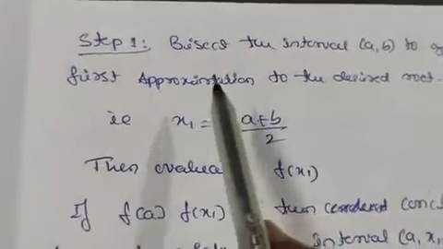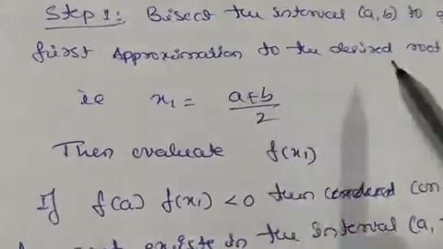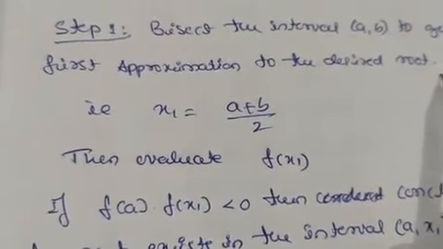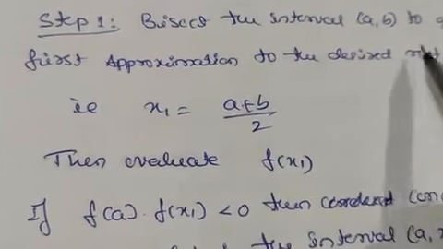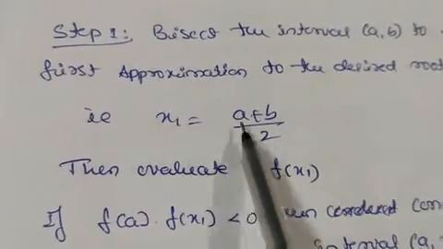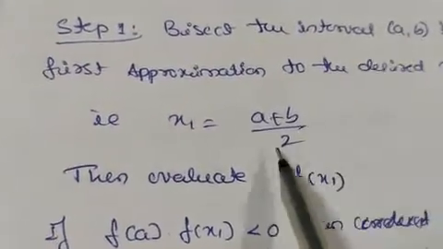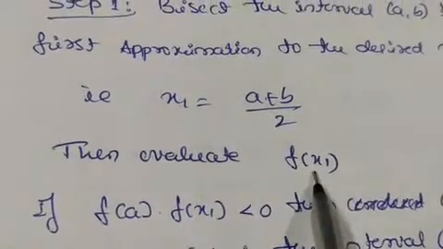Step 1: Bisect the interval a, b to get the first approximation to the desired root. Here f(a) and f(b) are of opposite sign, so the root lies between a and b. Then the first approximation is x1 equals a plus b, divided by 2. Then evaluate f(x1).